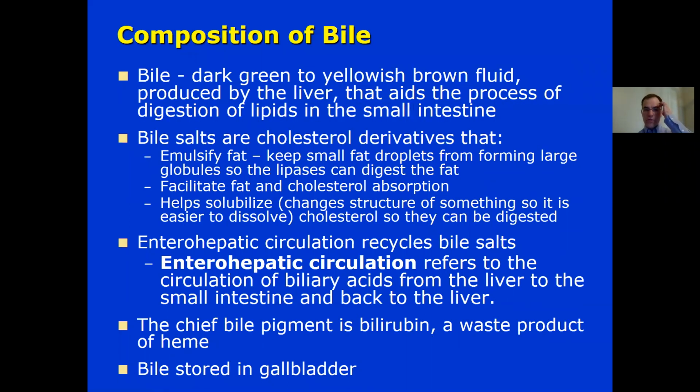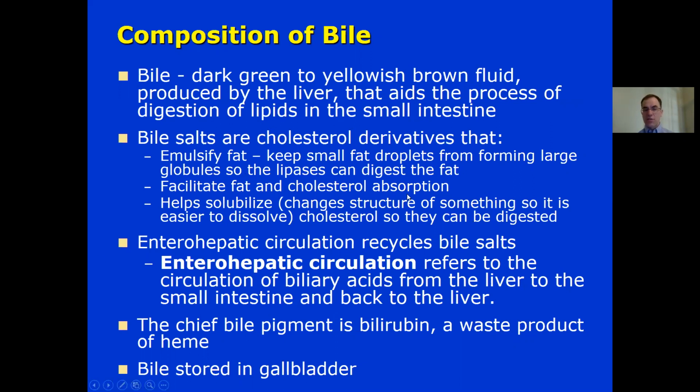Again, this is just an overview of the composition of bile. It's a dark green, yellowish brown fluid, made in the liver and stored in the gallbladder. Bile salts are derivatives or precursors that emulsify fat, which is just a fancy word for taking a big droplet, like the size of a basketball, and breaking it down into smaller, golf ball size droplets to increase surface area.